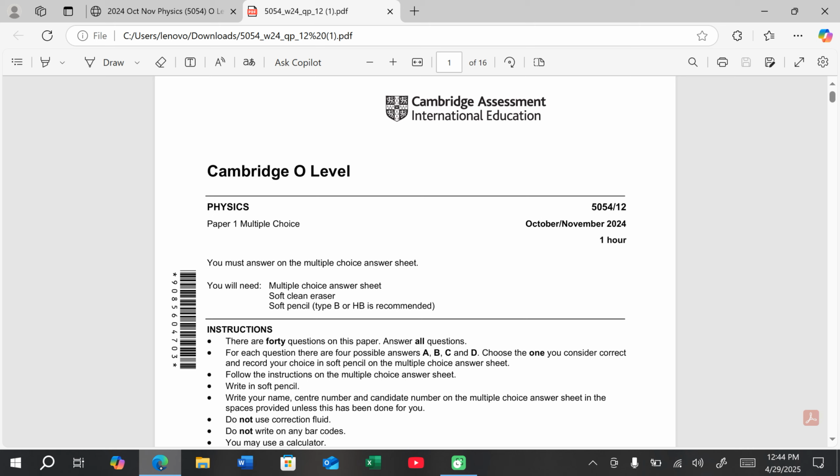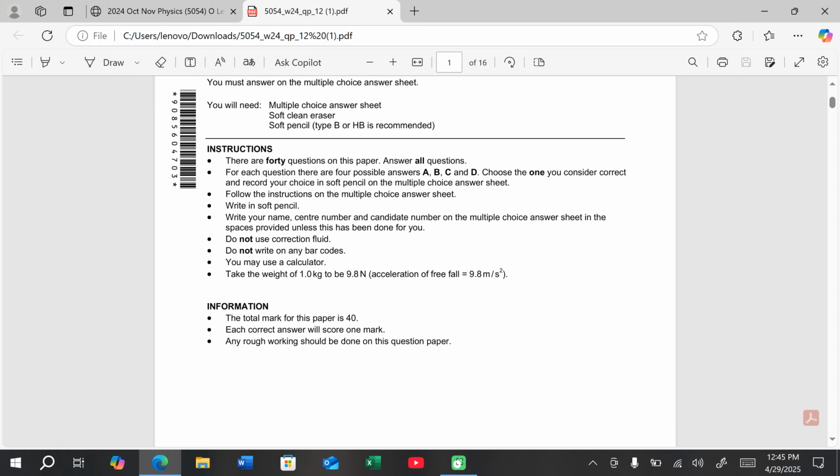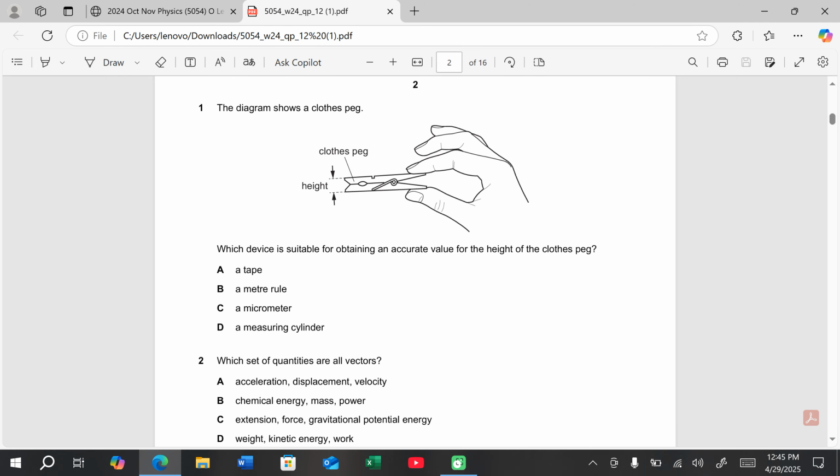Today we're going to do physics paper 1 October November 2024 variant 12. In our previous video we did October November 2024 variant 11. Today we'll be doing variant 12. So let's start with question number 1. This is an MCQs paper, so you'll need to select one of the choices, right?